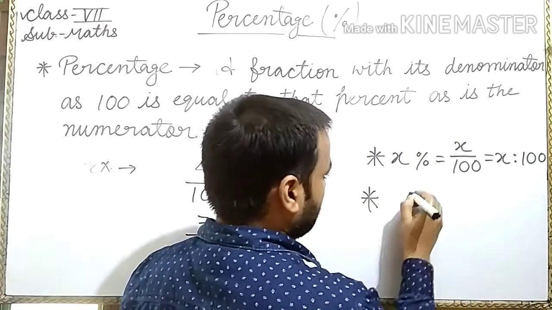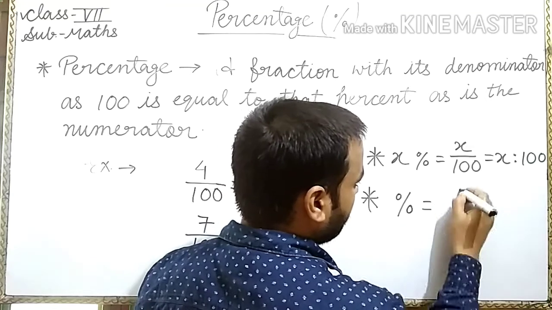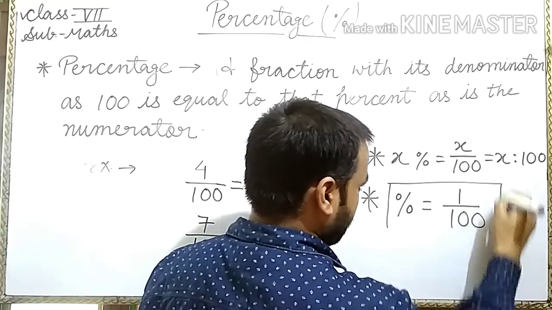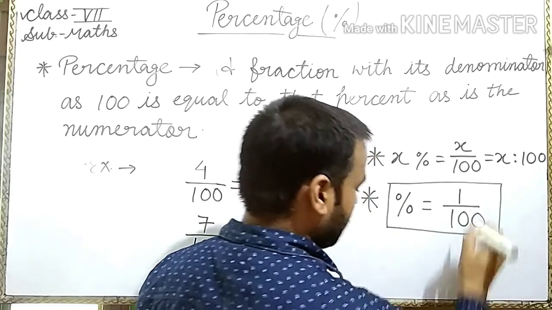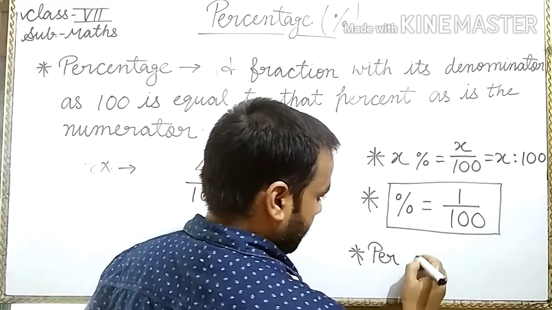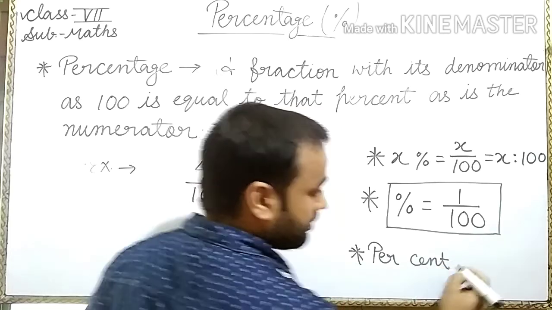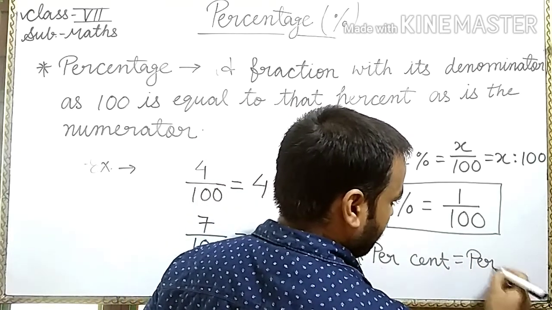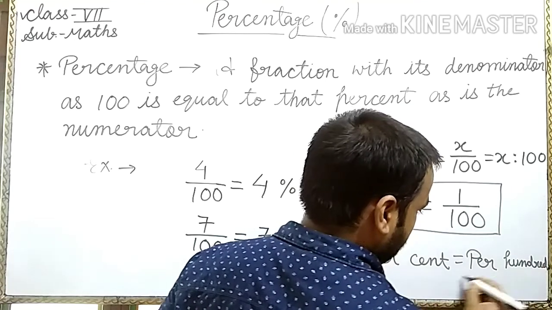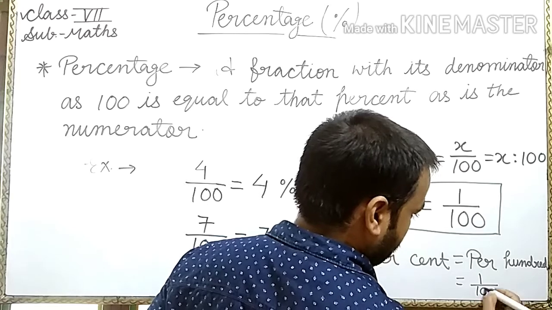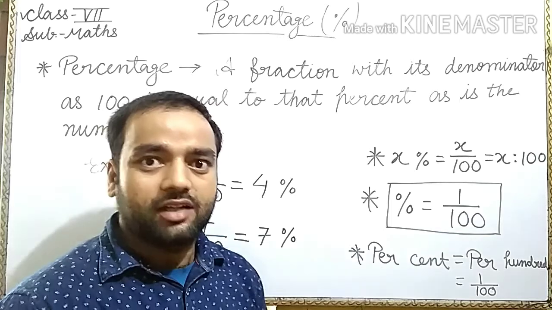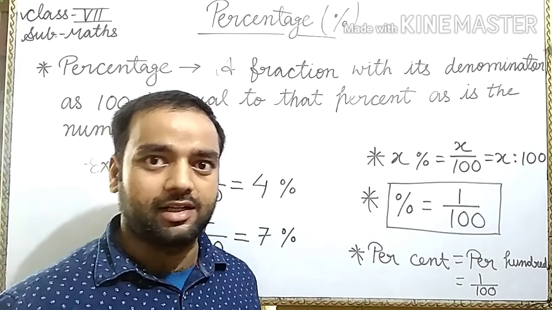Always know that percentage is equal to 1 by 100. Very important point. Percentage is equal to 1 by 100. Explain it this way: percent. Cent means 100, so percent means per 100. This is right, 1 upon per 100. Is it clear? Now let us discuss some questions related to percentage.